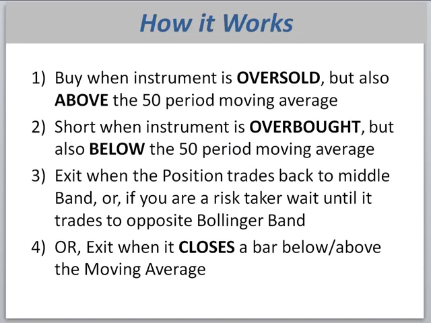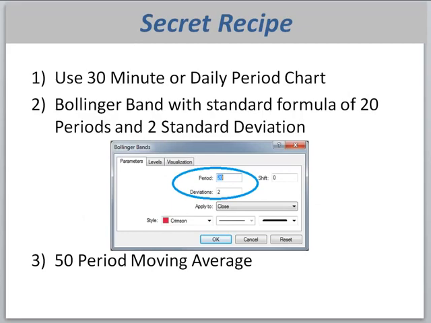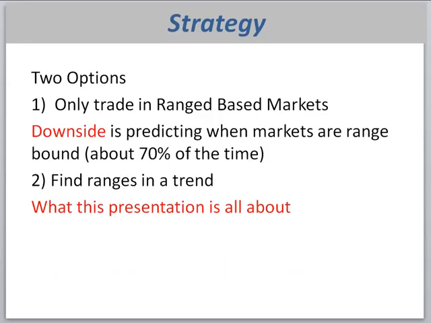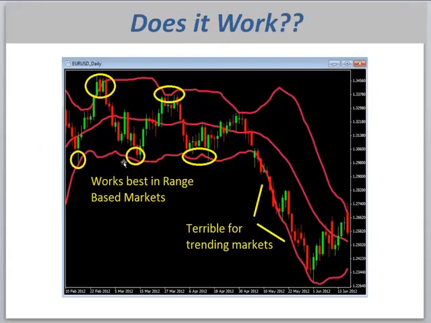Okay, so how it works, we're going to be buyers. I'm going to put out all the rules, and then we're going to look at a couple charts. Okay, we're going to be buying when an instrument is oversold, right? We said before we're going to be buying. Let's go back to our charts here. We're going to be buying when our instruments are oversold, when they trade around the lower Bollinger Band, and we're going to be shorting and selling when they become overbought.